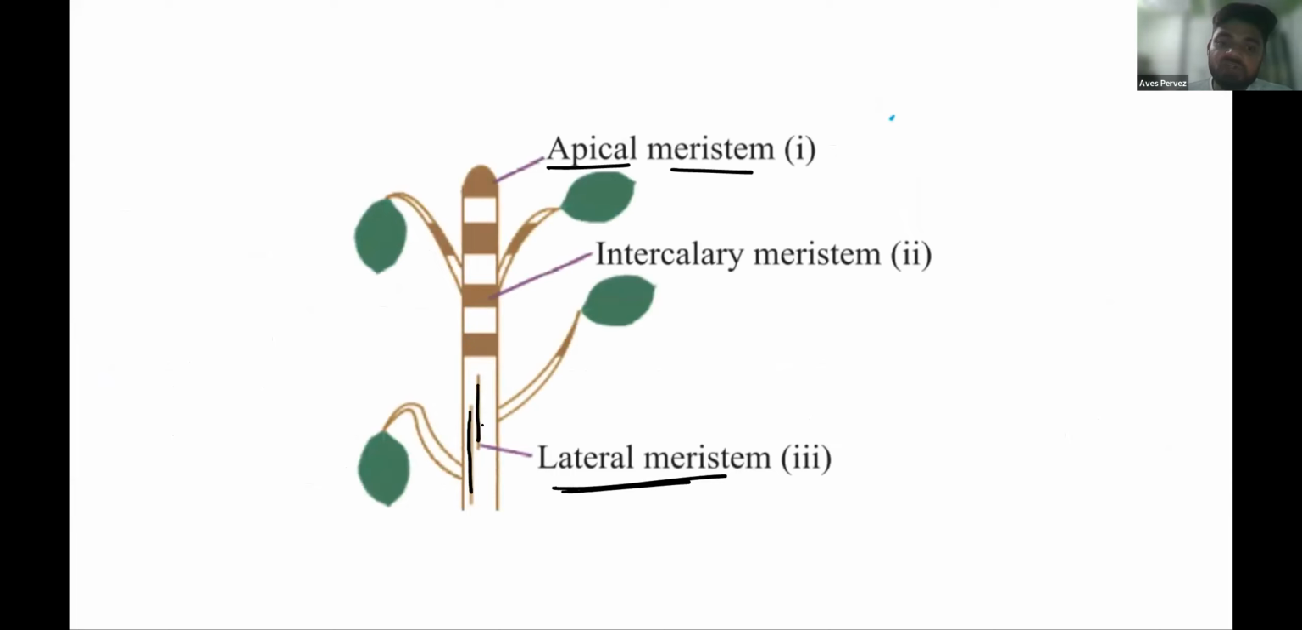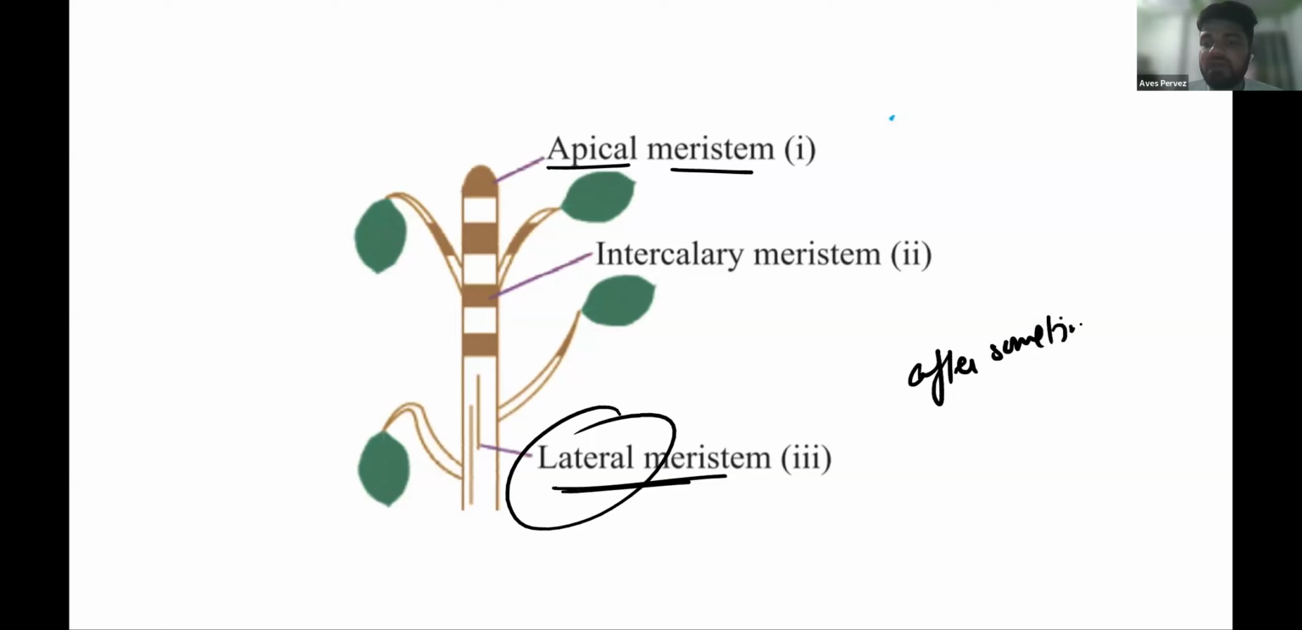This tissue later, after some time, the meristematic tissue becomes permanent tissue. When they lose their ability to divide and are not involved in growth, they become permanent tissue. Every meristematic tissue is going to convert into permanent tissue after some time, and new tissue will come in place of the older meristematic tissue. So this lateral meristematic tissue after some time becomes the vascular bundle.